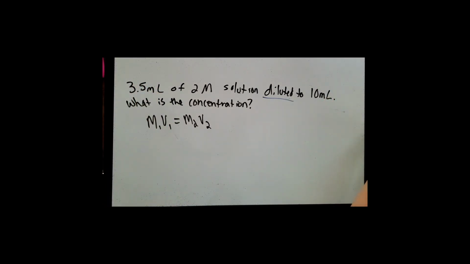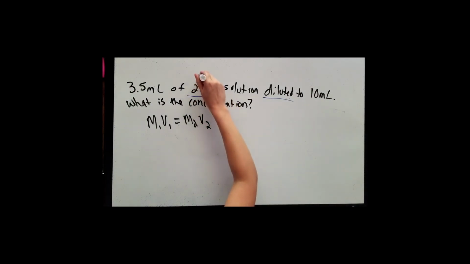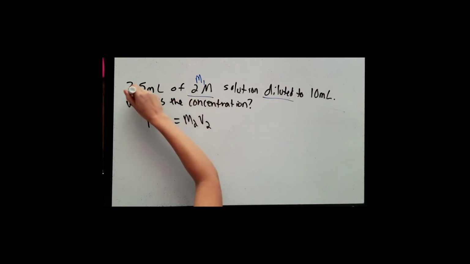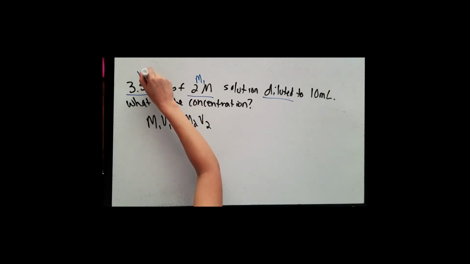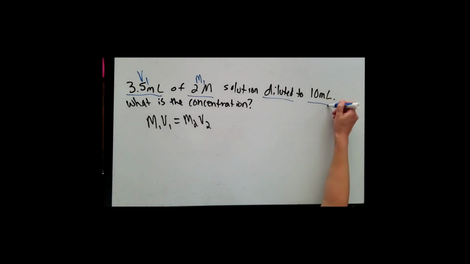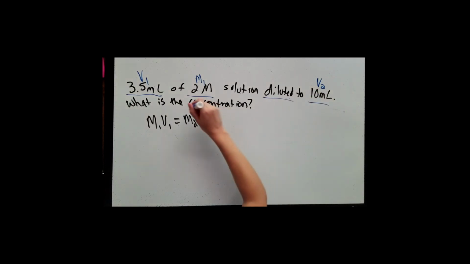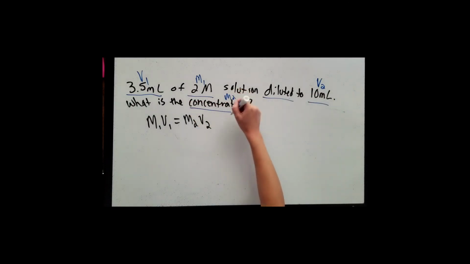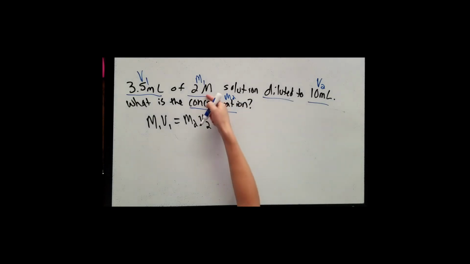We just need to figure out who belongs with who. So this 2 molar solution, I'm going to call that M1. How much of that 2 molar solution is there? 3.5 milliliters. So that's going to be my V1. Going to this next value, the 10 milliliters, that's going to be my new volume, or my V2. And what we're trying to figure out is M2. What is my new concentration going to be? So I'm going to plug in these numbers to solve.